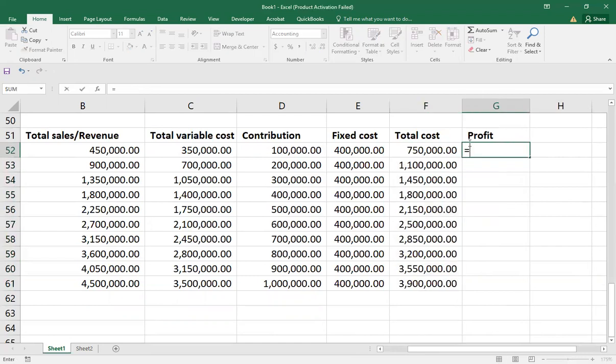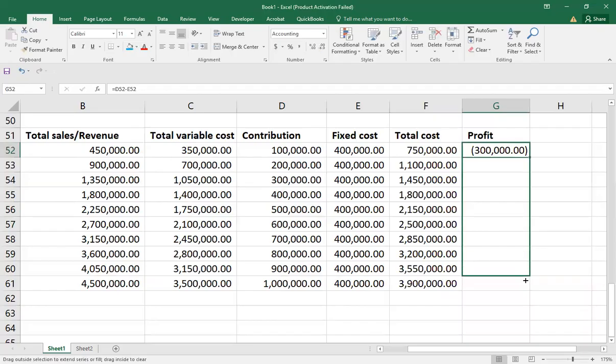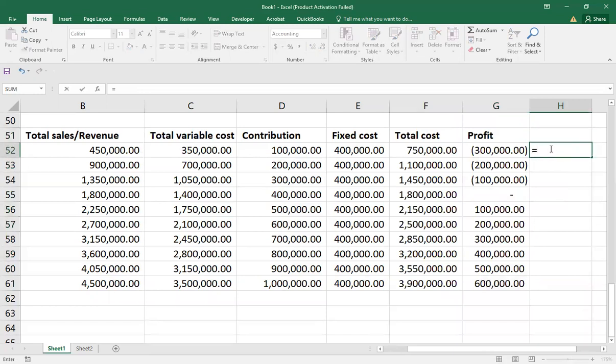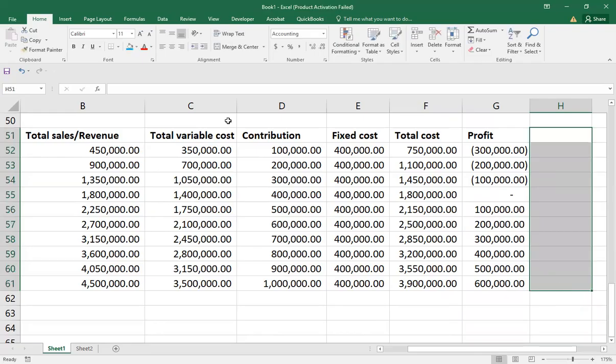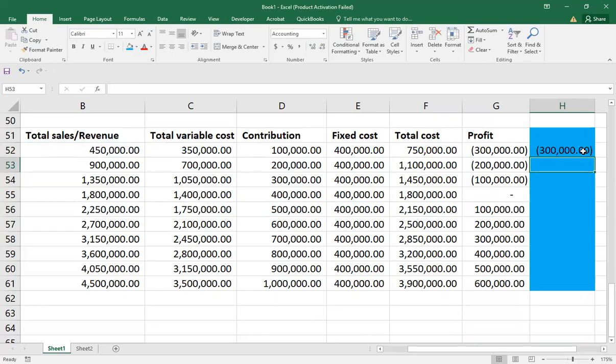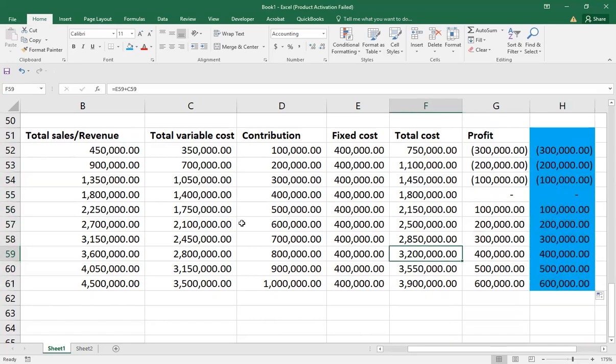So our profit, either way, you can either take your contribution minus fixed costs, or you can take your aspect of total sales minus total cost. So Mwalimu is saying that our profit, we can basically take our contribution minus our fixed costs. We should be having it at that point. Or you can simply take your total sales minus total cost. You'll find that it will give us the same. Right? You see, it's giving us the same values.